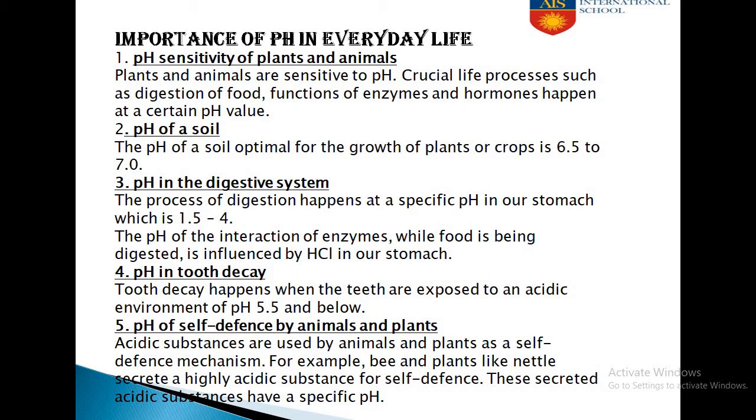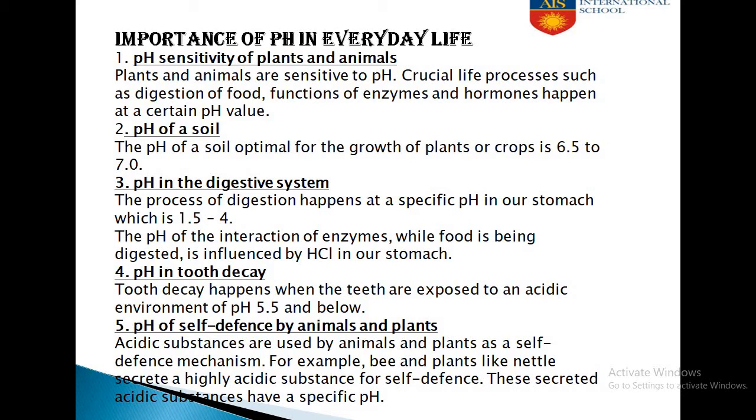pH in tooth decay. Tooth decay happens, or dental caries, when the food which is stuck in our mouth releases an acid. As a result, it creates a cavity or hole in the tooth, and that carries germs, which we call dental caries in general. So tooth decay happens when the teeth are exposed to an acidic environment, pH 5.5 and below.